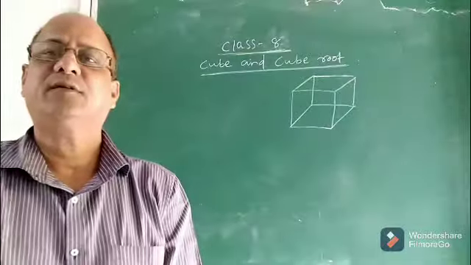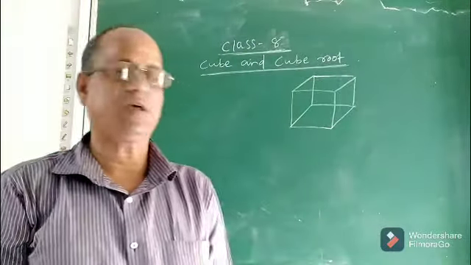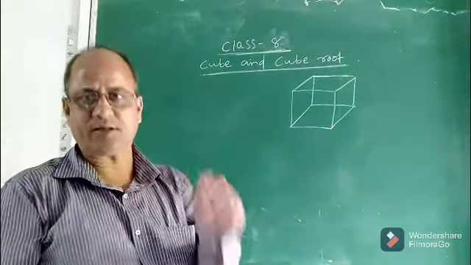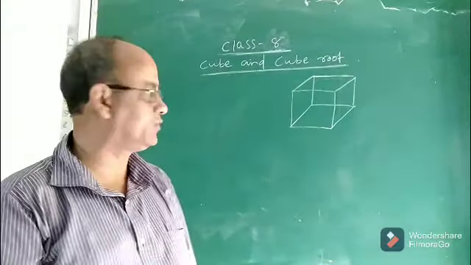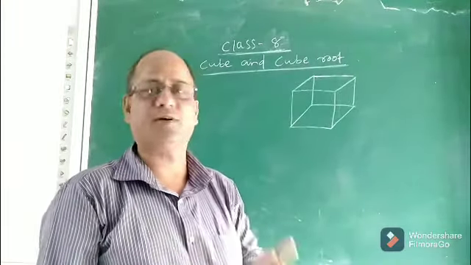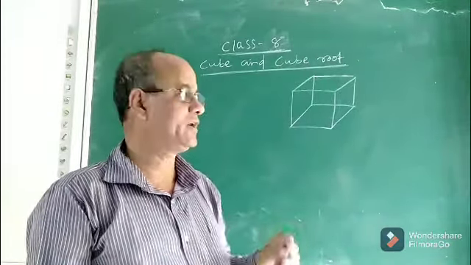Children, after the square root chapter is completed, today we are going to discuss cube and cube root. So, what is the concept of cube? Let me explain. Now, you know what a cube is? A cube is a 3D solid, a three-dimensional solid having length, breadth, height. You read it in class 4.